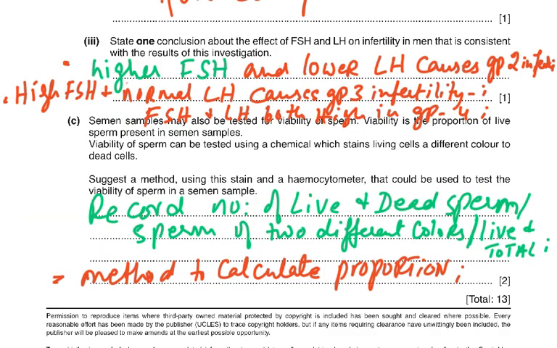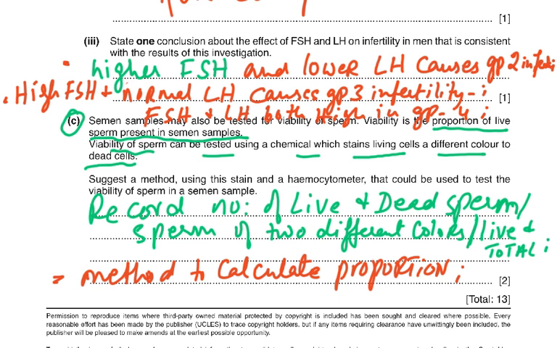Let's look at the last part of the question, which was C. Semen samples may also be tested for viability of sperm. Viability is the proportion of live sperms present in semen samples. So viability of sperm can be tested using a chemical which stains living cells a different color to dead cells. So the living ones would be a different color and the dead ones would be a different color. So out of the total, we would know how many out of 100, how many are living, 20 are living, so 20 over 100. Suggest a method using the stain and a hemocytometer that could be used to test the viability. So that was easy.